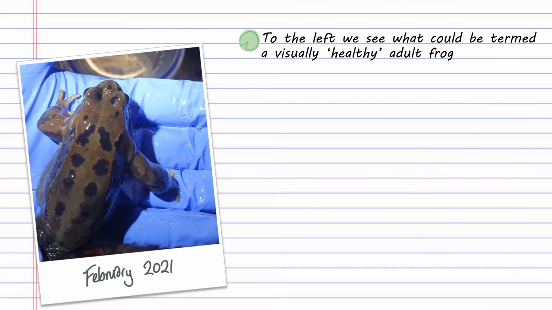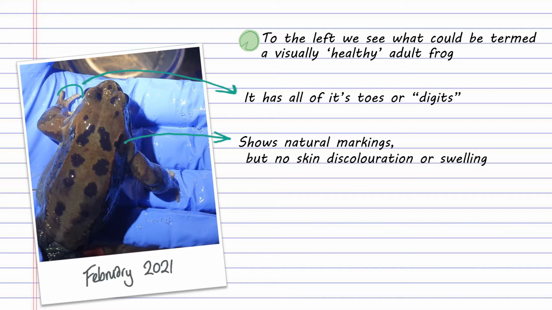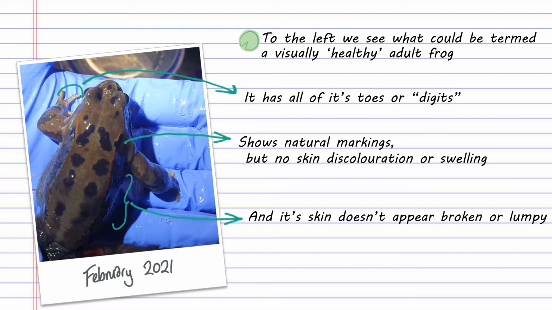Here we have what looks like a relatively healthy frog visually. So we can tell this because it has all of its toes, also known as digits. It's showing its natural markings, so these darker markings on the back are usual, but there's no skin discoloration or swelling. And its skin doesn't appear to be broken or lumpy anywhere.